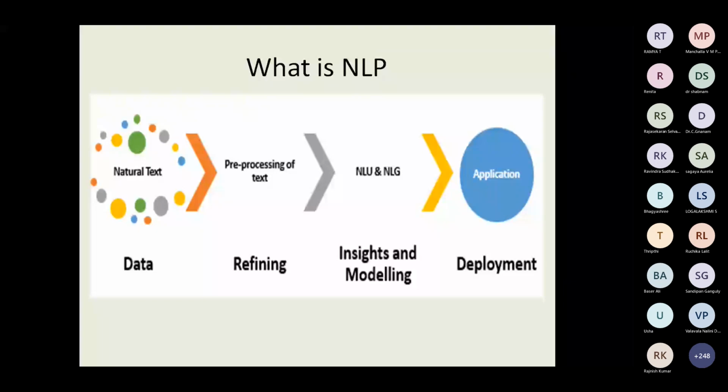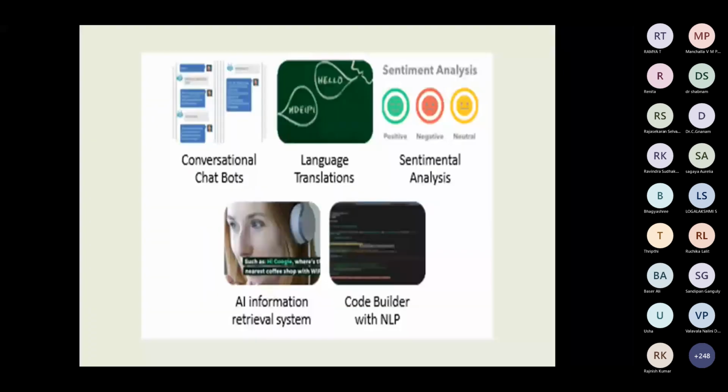So what is NLP? NLP is nothing but natural text processing: how it is processed and how language conversions are done. AI information retrieval systems are helpful for chatbot conversations, sentiment analysis, translation of different languages, and converting code from C to C++, C++ to Java, Java to Python. Like that, nowadays zero code is available.